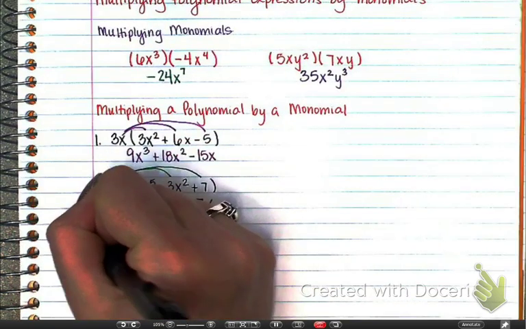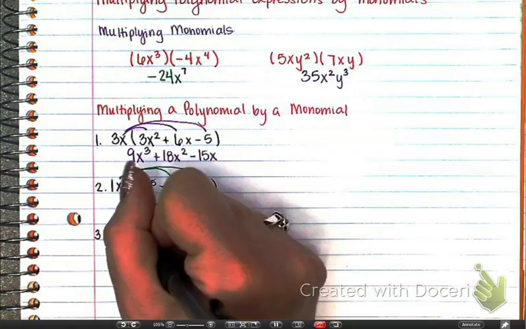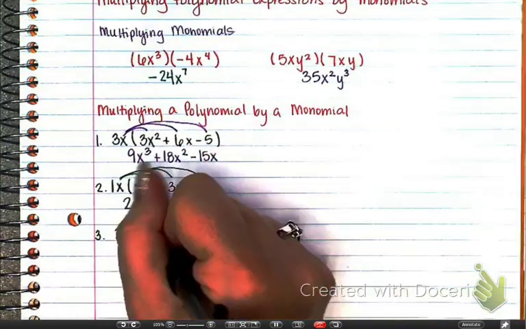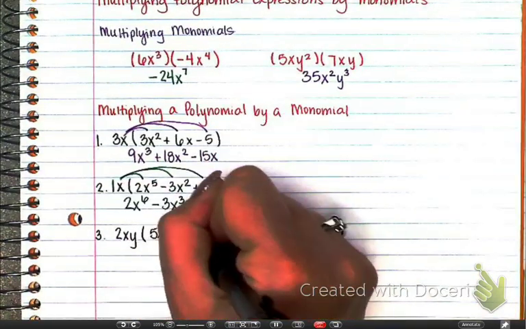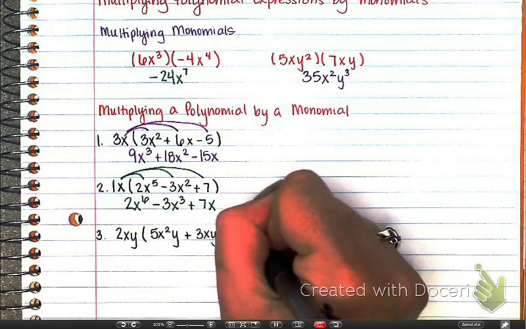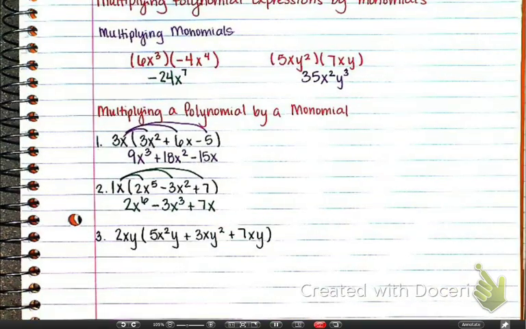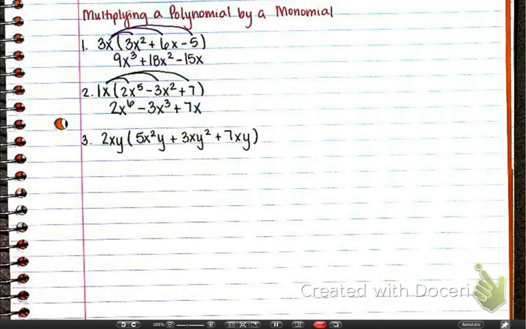What happens if I add an extra variable? Do you think you could do that? Sure. How about 2xy times 5x squared y plus 3xy squared plus 7xy. Do you want to try it? You want me to do it with you? You'll try it? Okay. So 2xy times 5x squared y plus 3xy squared.